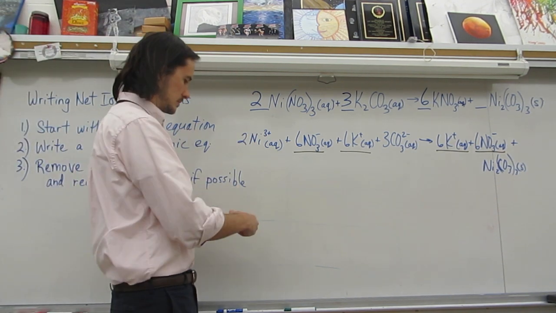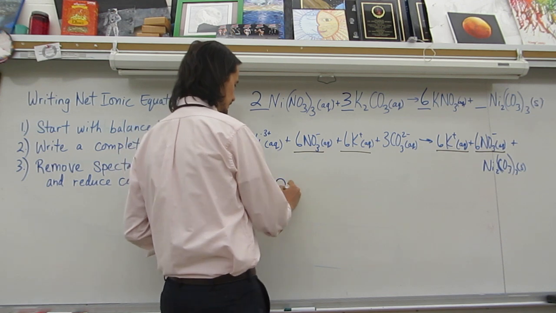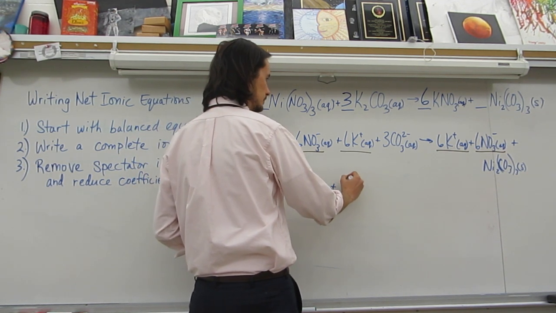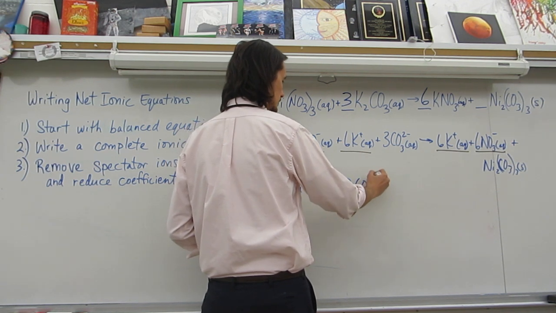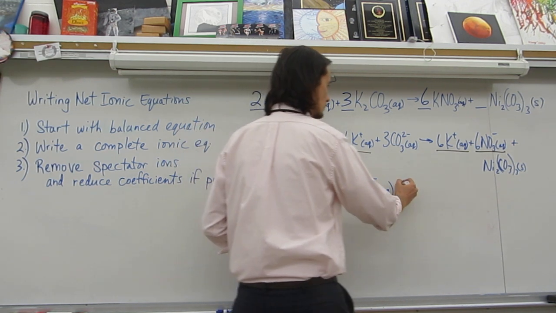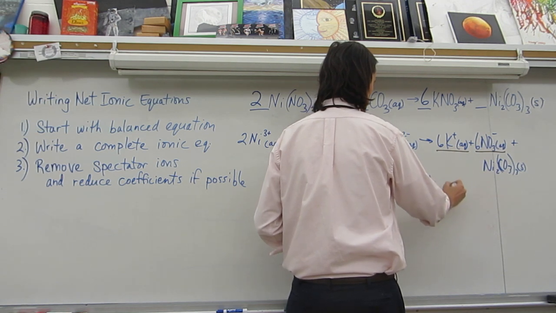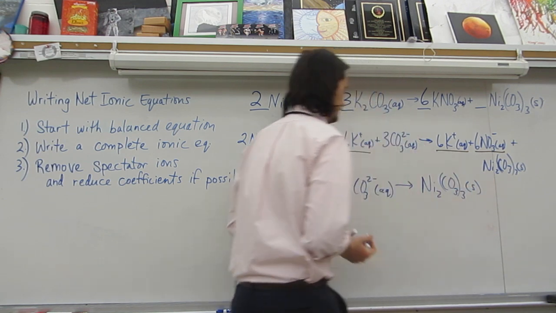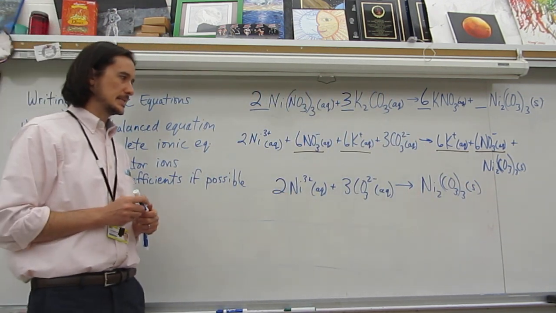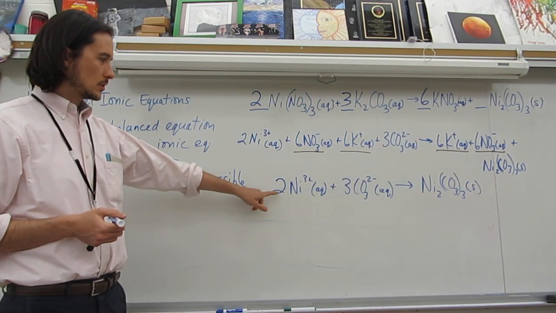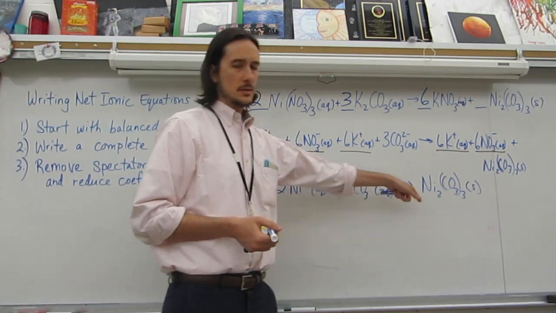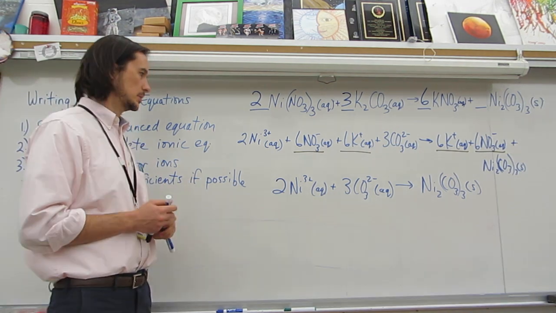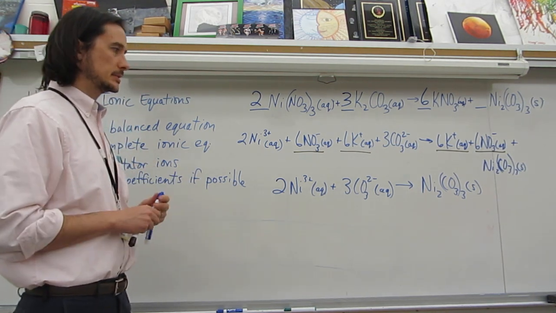So I'm just going to write the net ionic equation down here. So there's a net ionic equation. Coefficients are 2, 3, and 1. So I cannot reduce them. If it was 2, 2, 2, take it down to 1, 1, 1. That's a net ionic equation.